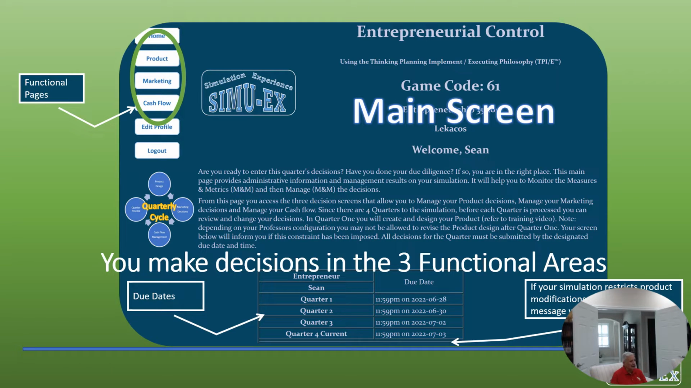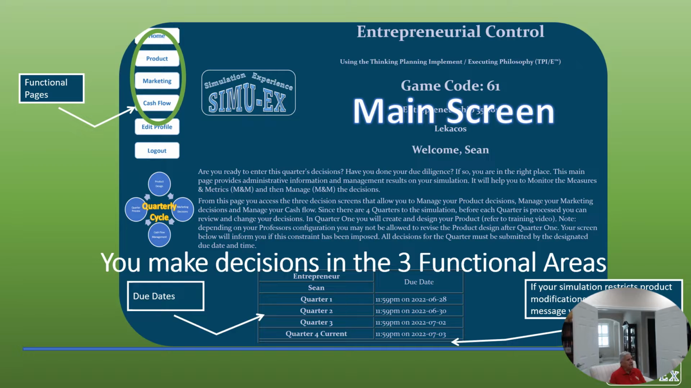You also see the quarterly due dates and the current quarter you happen to be in. You will also see underneath the due dates a message indicating if your product development is constrained to quarter 1. Your faculty can configure the system to allow the product to be modified during all of the quarters, or it can be restricted to no modifications after quarter 1. So make sure you look at this portion of your main screen to decide what is the configuration associated with your particular version of the simulation.